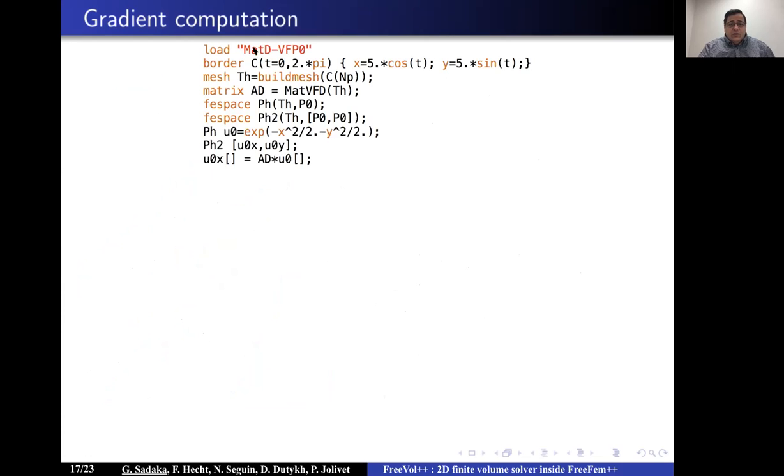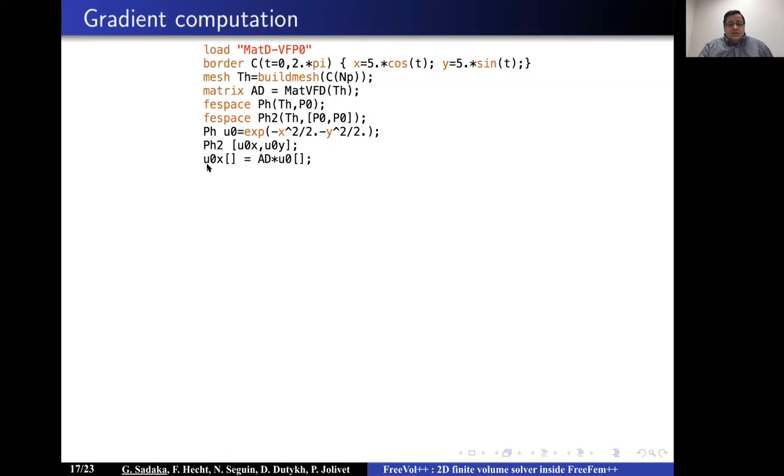So we load a macro, derivative of finite volume P0. We build the mesh, and then we construct the matrix that will give us the coefficient of the derivative that we are searching for. We use a P0 finite element here for the solution, and the gradient has two components in P0, P0.